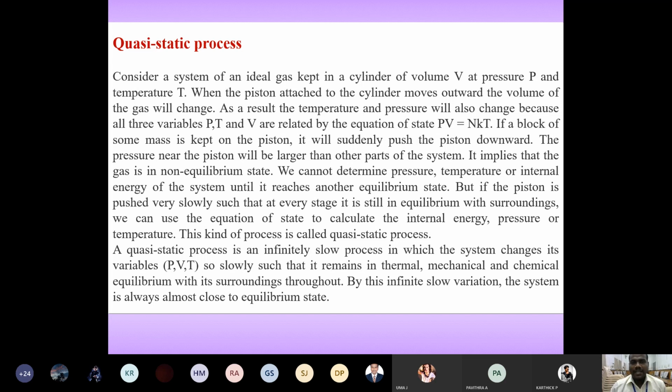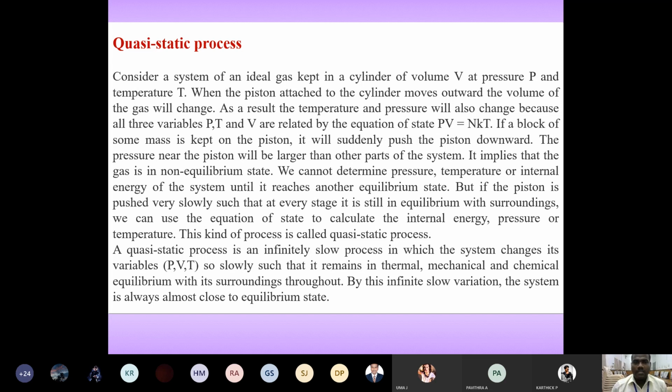As a result, the temperature and pressure will also change, because all these variables P, T, and V are related by the equation of state PV equals NkT, right? So if we change the volume, there will be a change in pressure, there will be a change in temperature. So these three variables are linked together with this equation of state PV equals NkT.